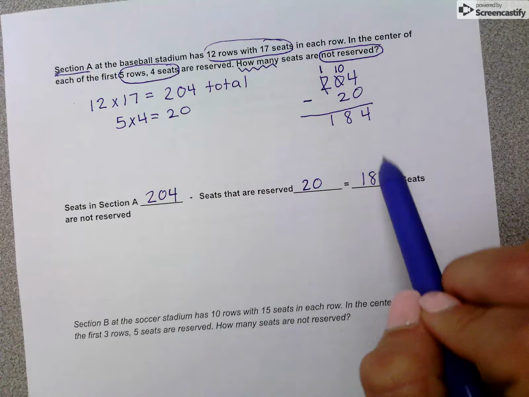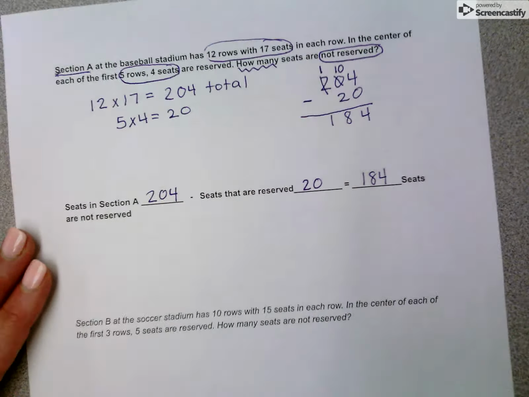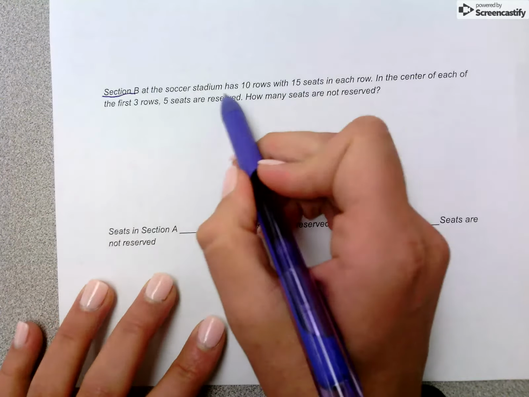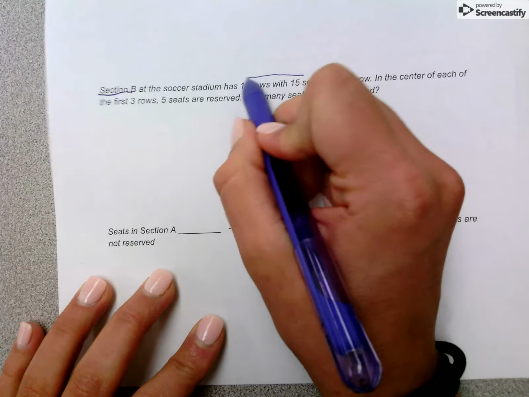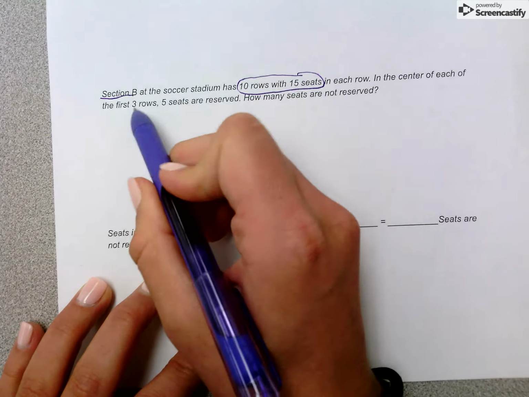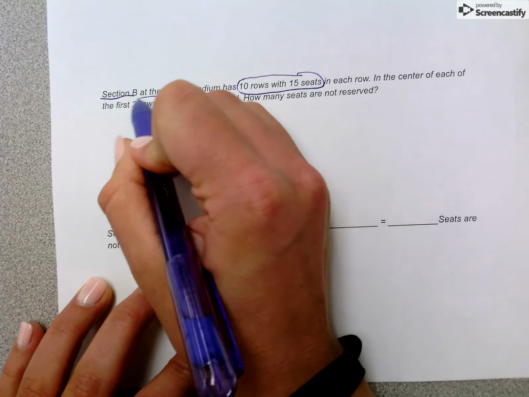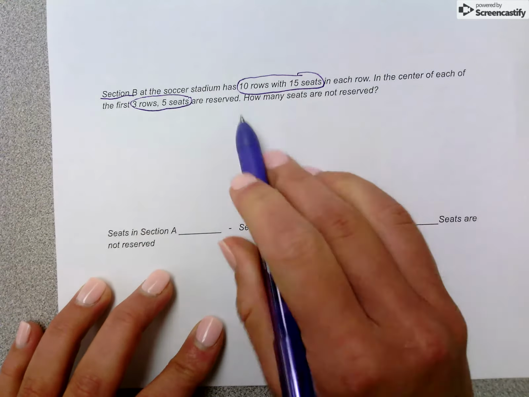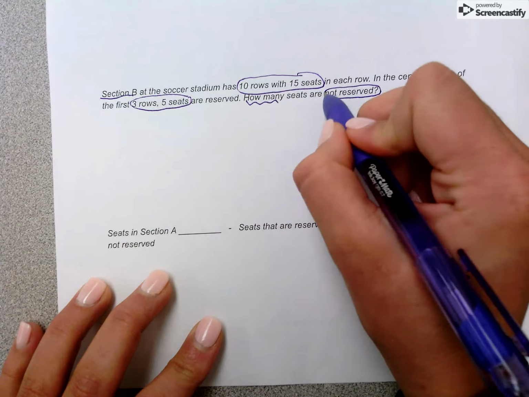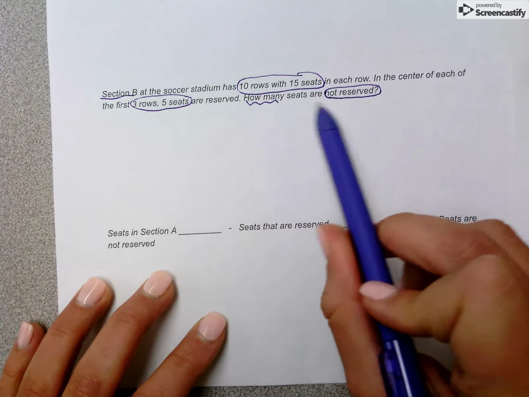Going down to Section B. Section B at the soccer stadium has 10 rows of 15 seats in each row. In the center of each of the first 3 rows, 5 seats are reserved. How many seats are not reserved? So they're asking us again, how many seats are not reserved? First, we need to figure out how many seats total there are in Section B.